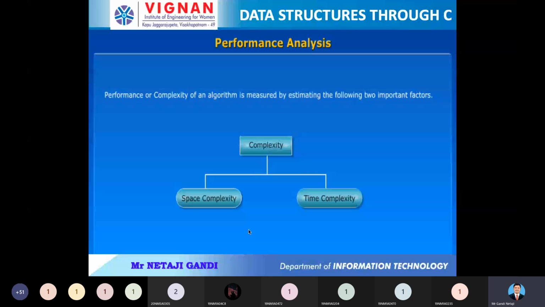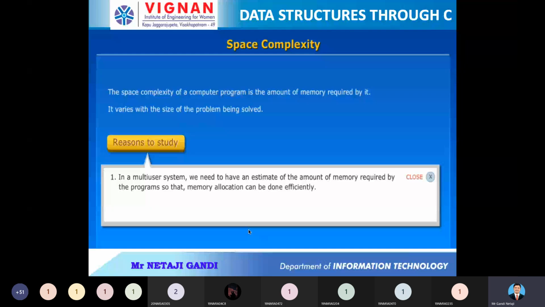So what is meant by space complexity? You already know space complexity: how much memory is required, how much memory is required to allocate, how much memory is allocated to the program, and how much memory is allocated for the variable. That memory allocation is based upon the space complexity.